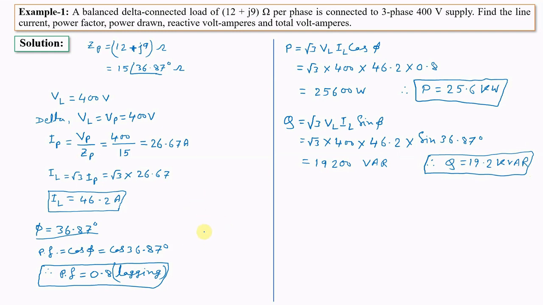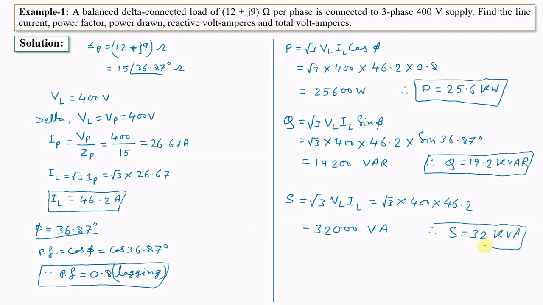And finally, the apparent power is root 3 VL into IL. So root 3 into 400 into 46.2, and the value will be 32000 VA. That means the apparent power will be 32 kVA. So this is the solution for this question.